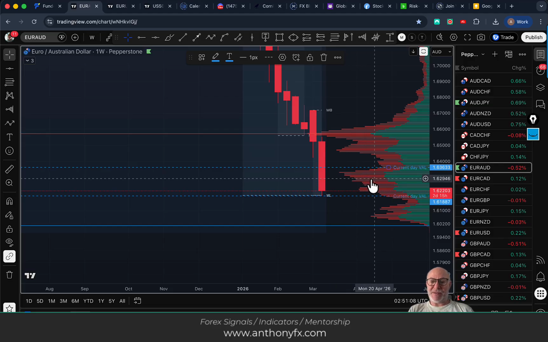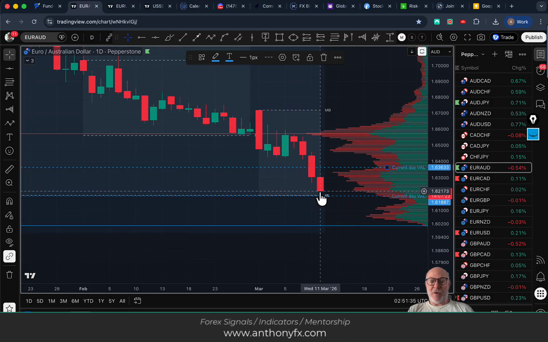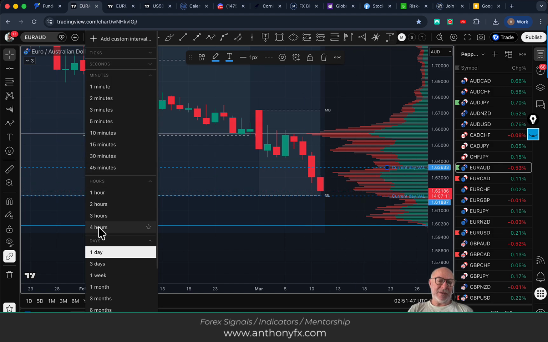So it's seeking value, all right? It trades out of value and then it'll go into price discovery until it finds another value area to work itself out. Smart money steps in. They either accumulate shorts or longs, right, in these areas through this area here. So it's going to go to a 4 hour. Let's have a look at it.